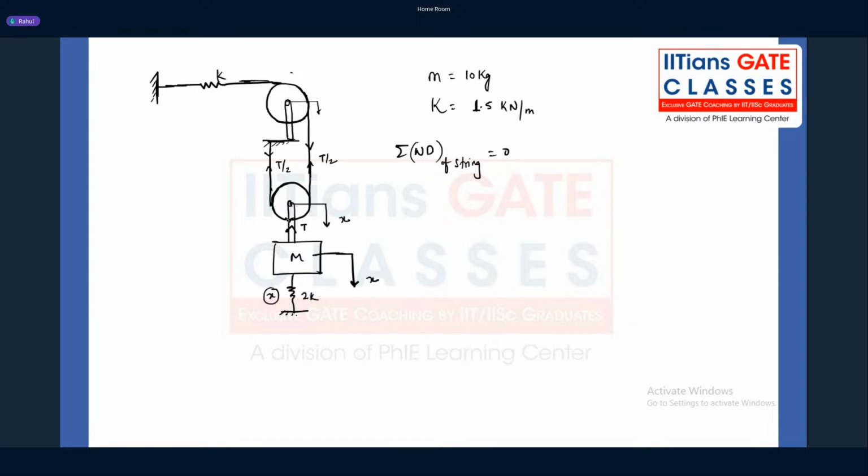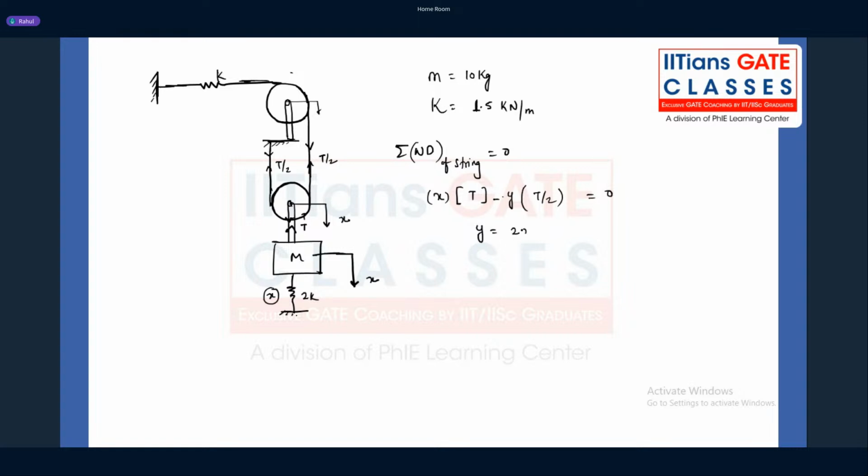The tension is capital T. X is the displacement with the capital T. How much is the displacement of this particular pulley? Let's say the displacement is y. And how much tension is there? T by 2. Definitely, we don't know the directions, so I'm keeping it as a minus sign. That is equal to 0.